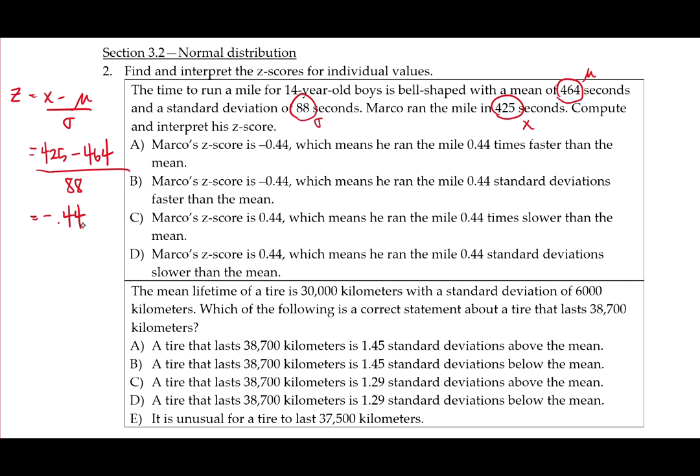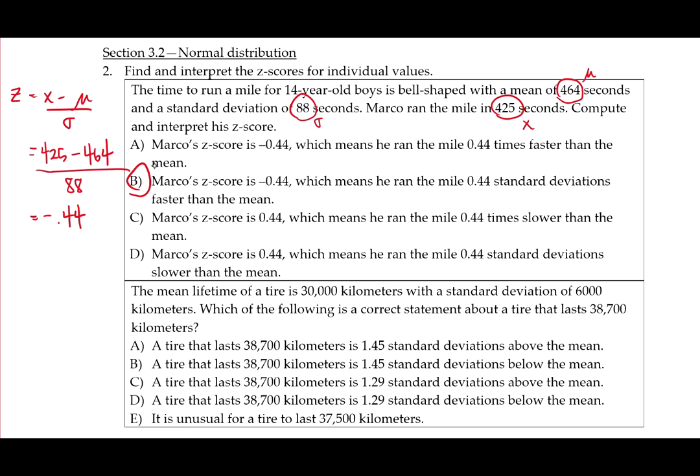The interpretation for the z-score is that it gives us the number of standard deviations between the data value x and the mean mu. So in this case, Marco's time to run the mile of 425 seconds is 0.44 standard deviations below the mean. The negative in front of that z-score tells us that we are below the mean. When you're running a mile, having a lower time means that you are faster. So Marco's z-score is negative 0.44, which means he ran the mile 0.44 standard deviations faster than the mean.